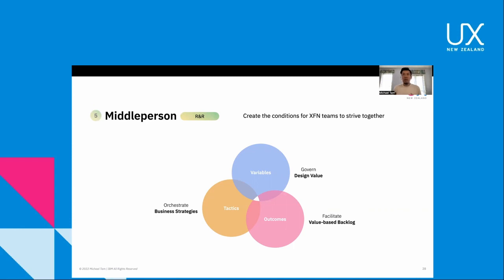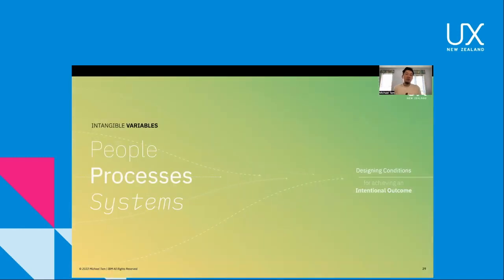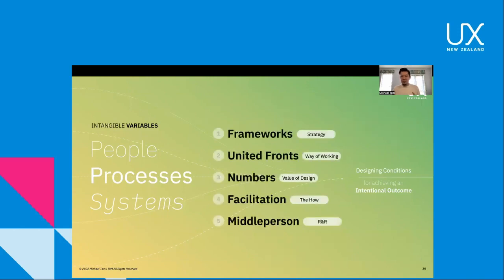And then, of course, when we embrace facilitation as our way to orchestrate value, we can actually influence the outcome by managing and facilitating the creation and the management of a value-based backlog for a project. So all in all, in order for us to navigate these intangible variables that are very often uncontrollable, out of your control, people, process, and systems, we need to embrace a few things before we can actually design the conditions to achieve an intangible outcome.